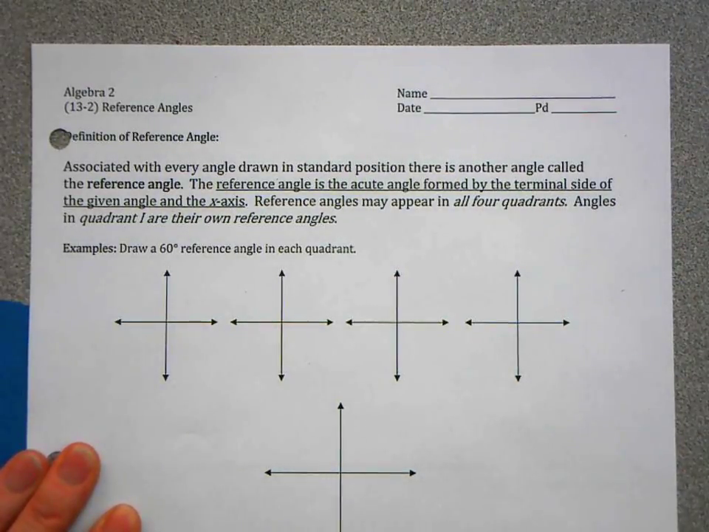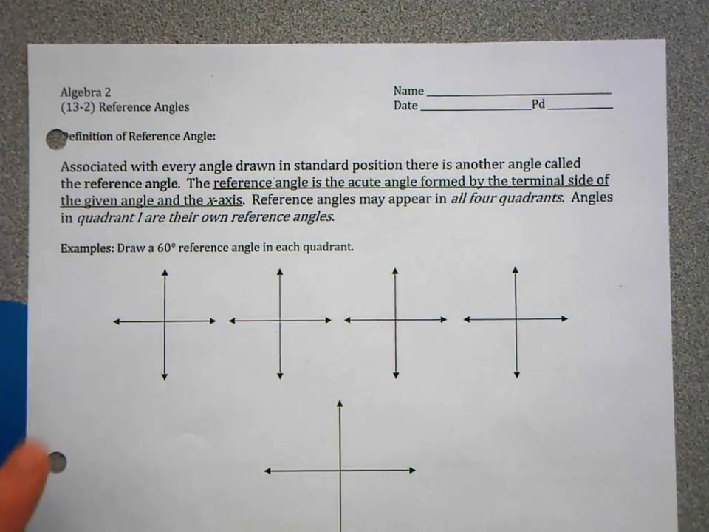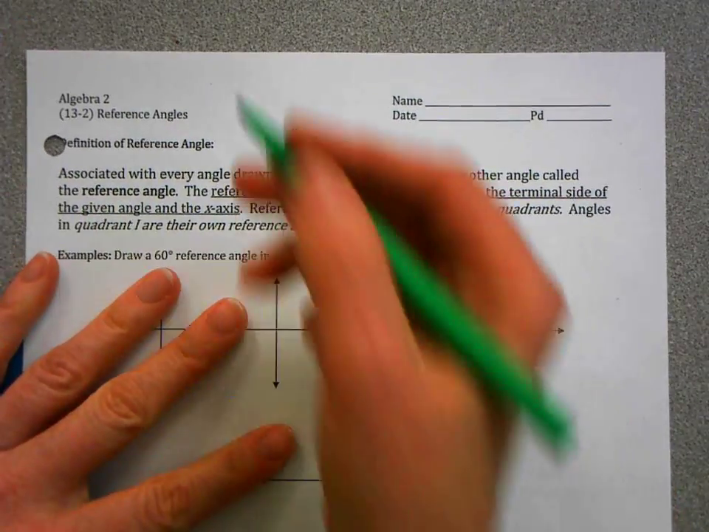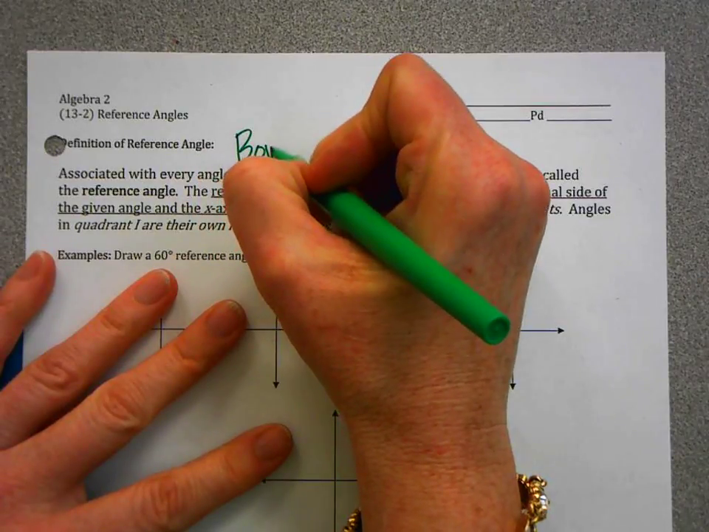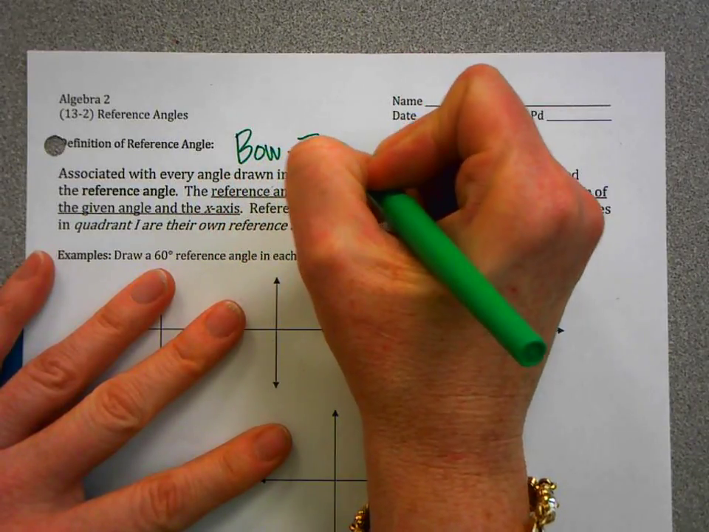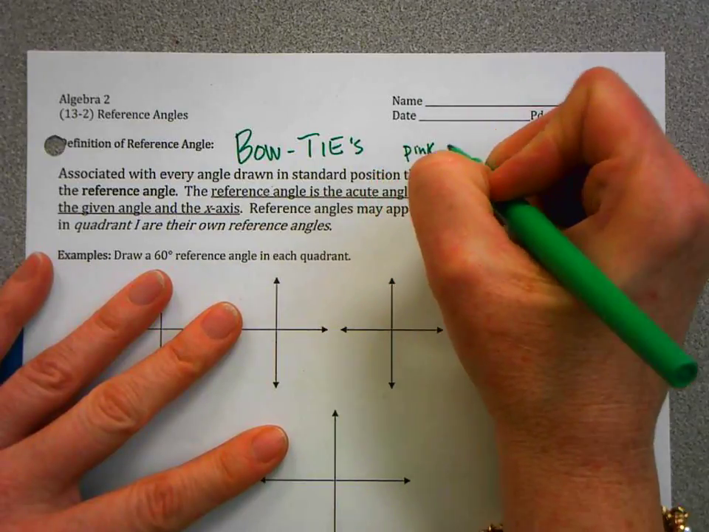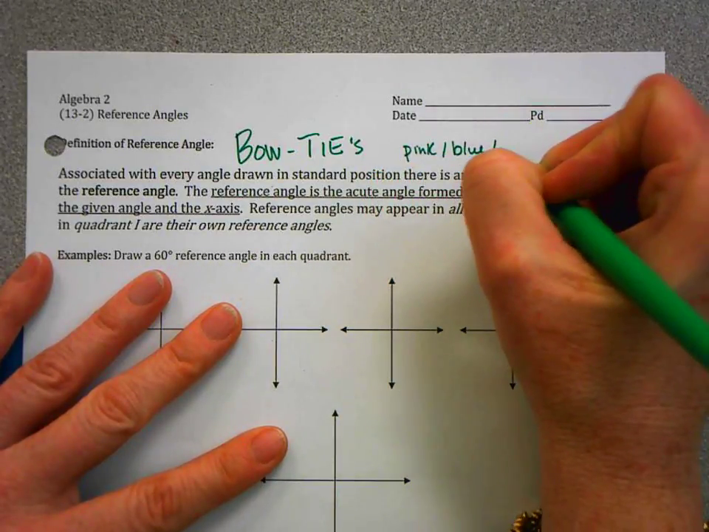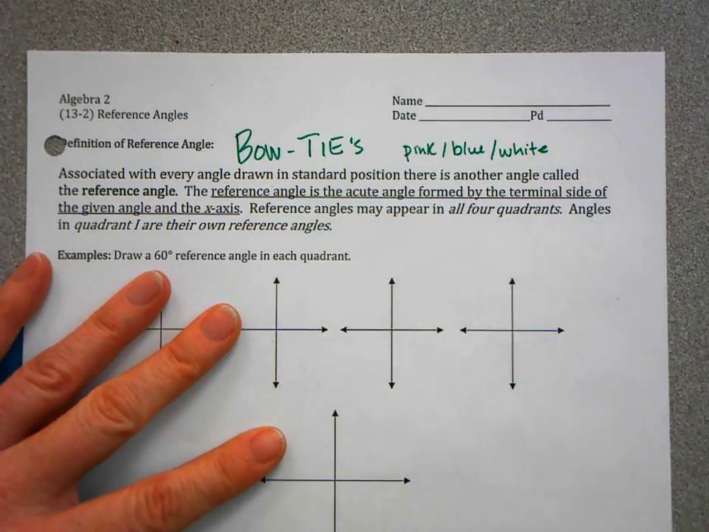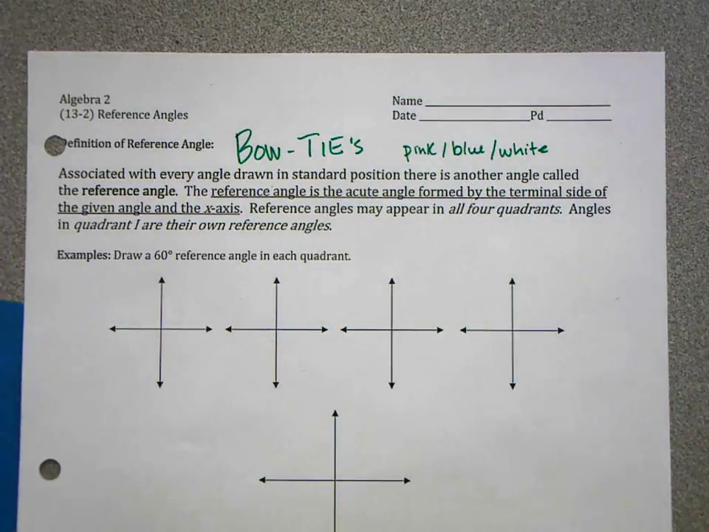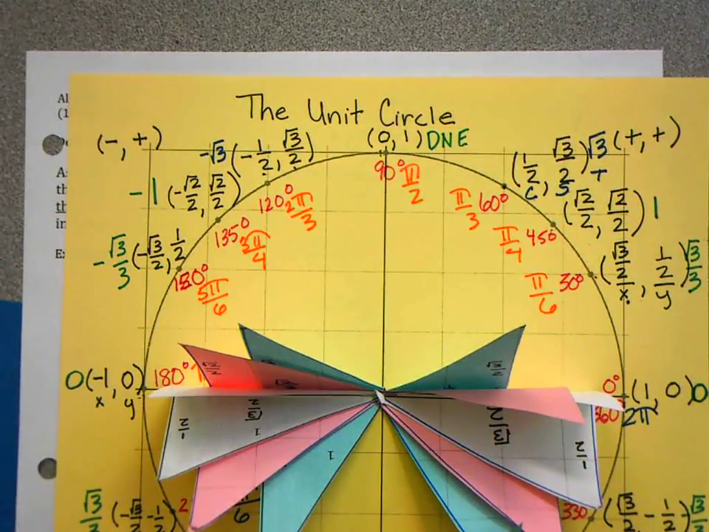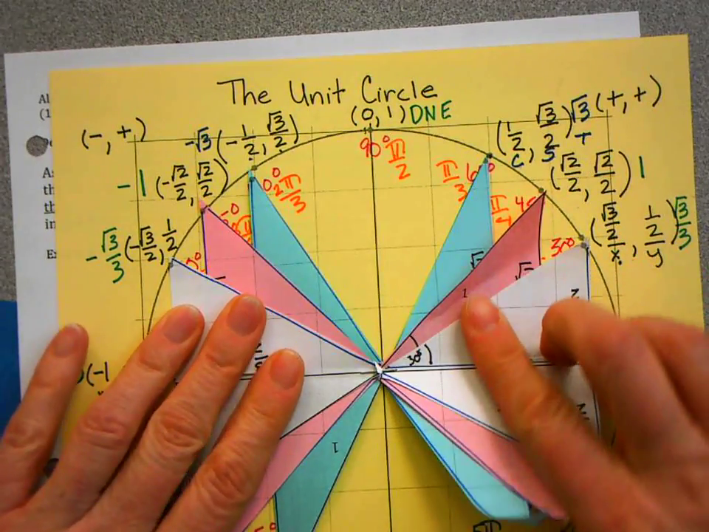All right, now we're going to do reference angles. There's a big definition here which we'll look at, but I just want you to remember reference angles as bow ties. They are the pink, blue, and white triangles that you created on the day we made the unit circle. So my unit circle is getting pretty warm right now. But these angles are reference angles.